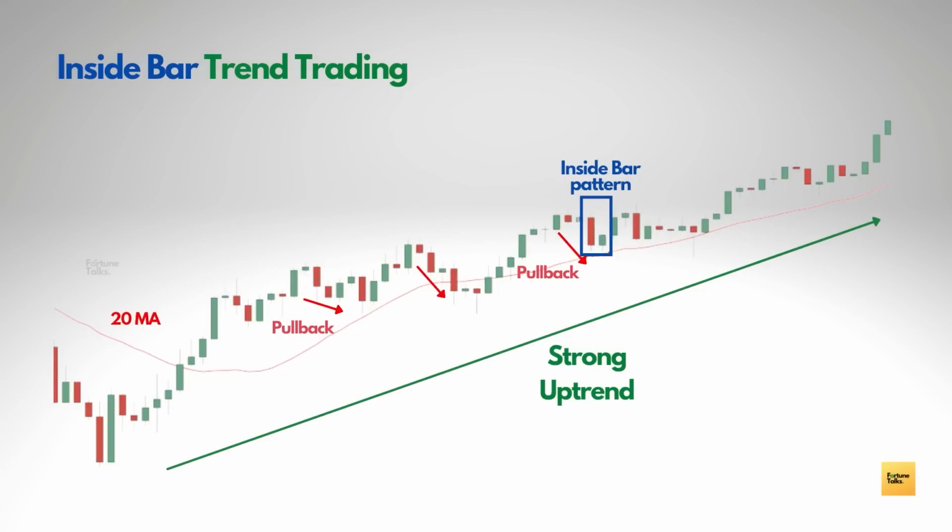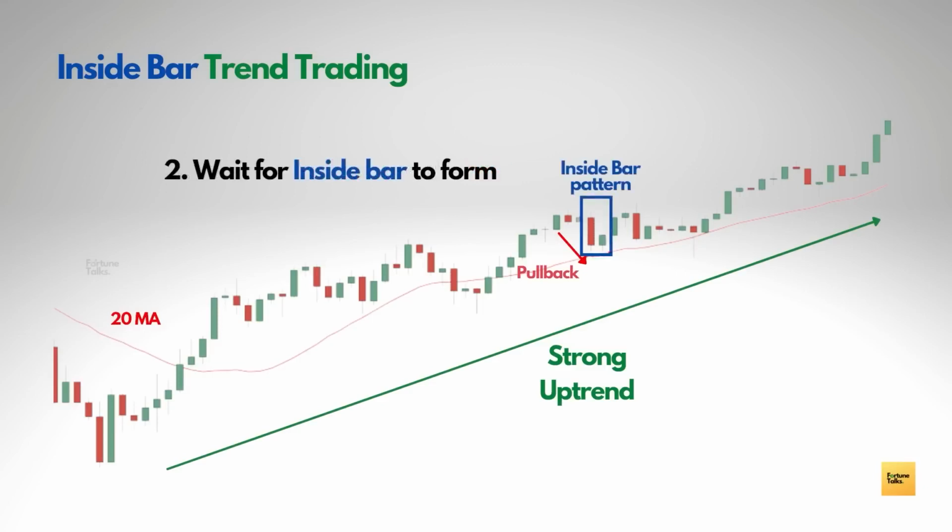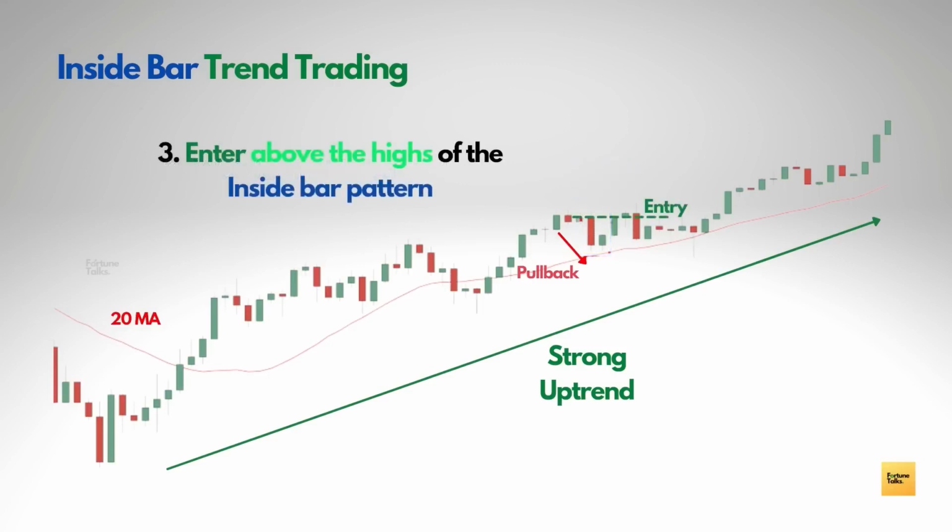Now here's how you can approach the trade when you are going long on the market. As we have mentioned, the price is in a strong trend, that is, the price is above the 20 moving average. We have to wait for a pullback to occur. And if the pullback has occurred, we have to wait for an inside bar to form. And if the inside bar is also formed, then you can go long when the price breaks above the high of the previous candle of the inside bar.